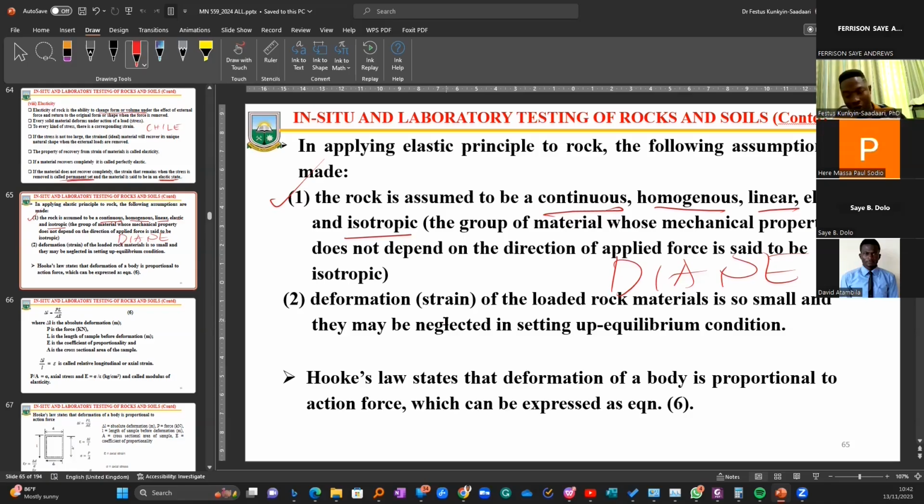Then we have Hooke's law. It states that deformation of a body is proportional to the action force, which can be expressed in an equation we shall see. So let's take, for example, the amount of force. If I pick this thing and place it on somebody's finger on a table, if I raise it by 10 meters high and leave it, the deformation will vary from someone who will raise it at 20 meters high and leave it to settle on your finger.